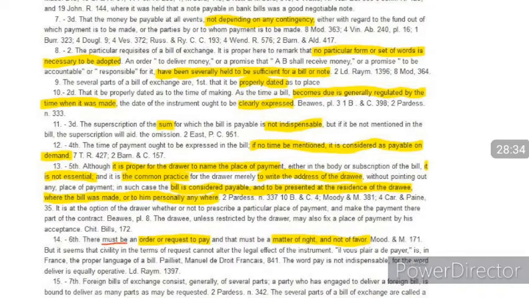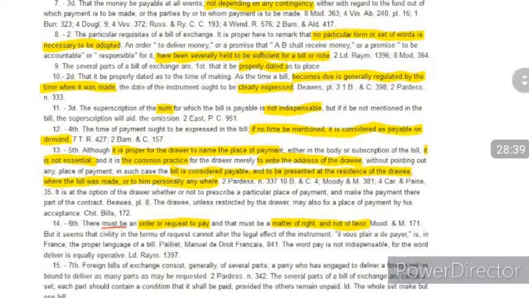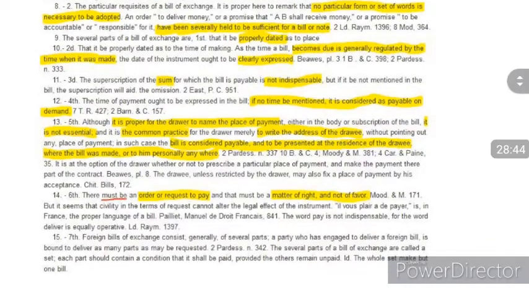No particular form or set of words is necessarily to be adopted. So basically, if you understand law, you can freestyle it. You can write a bill of exchange out on a piece of toilet paper if you want. It's just when you understand. A promise has been held to be sufficient for a bill or a note. Yeah, that's in no particular form.